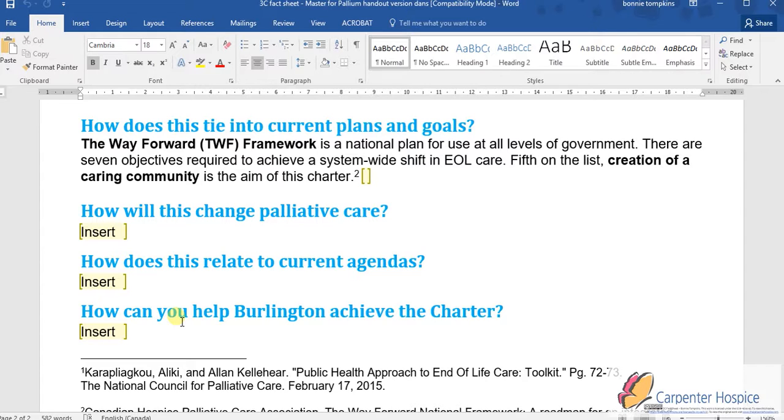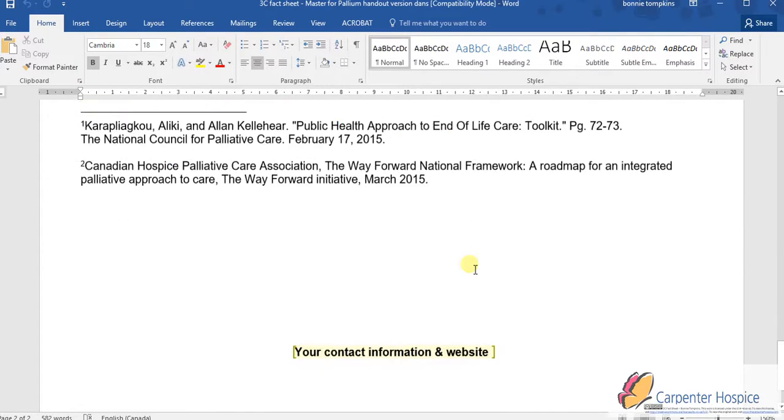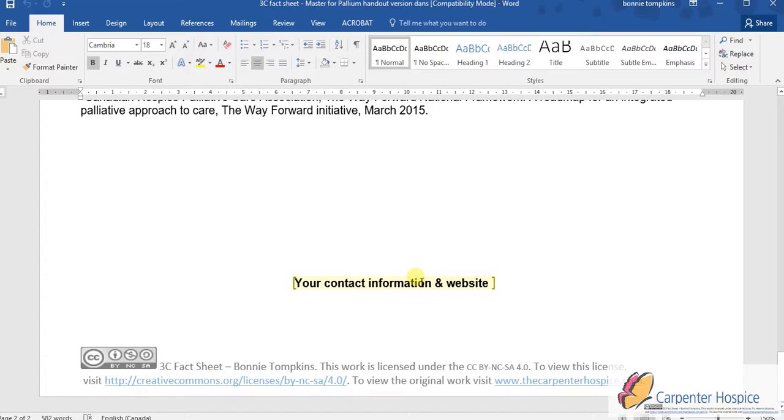An example, the Knights of Columbus approached us recently. Their initiative for the next year is to let no one die alone. How perfect. So when I designed their fact sheet for them, I specifically said, how can you help Burlington achieve the charter? And I actually said, we want to work with you to help no one die alone. Let's work together. This is a compassionate city. So it was perfect. But we took the time to research what the Knights of Columbus was up to before we met with them. Down here, put in your contact information, because once again, you put this on stock paper.